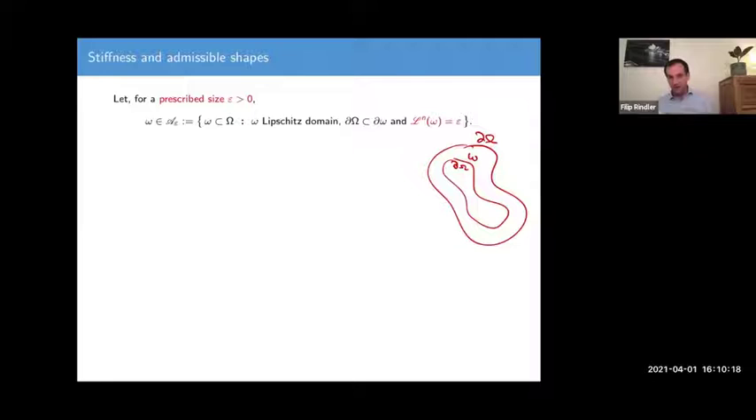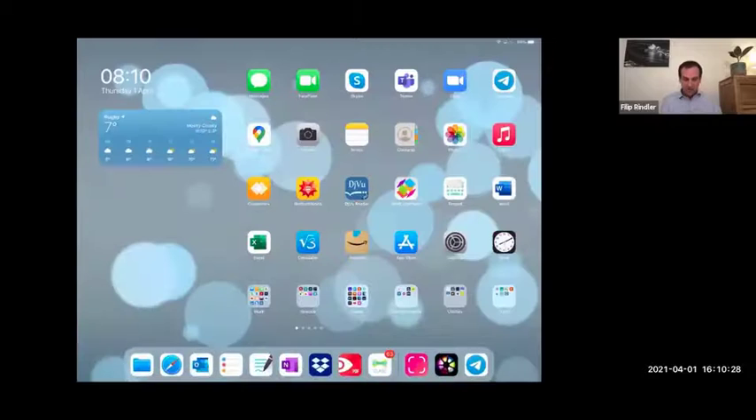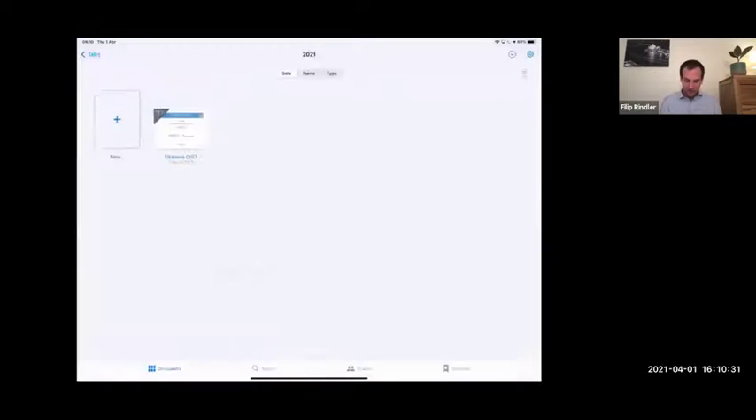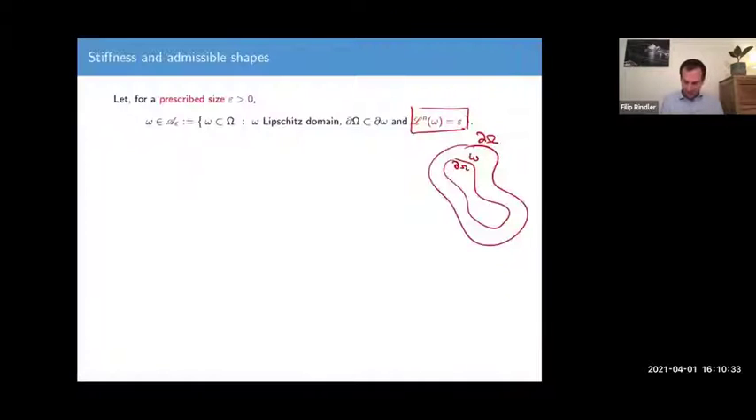Again, if you want, you can ignore this. But really, the important bit here is this, namely that the size of the domain is epsilon. Oops. Sorry about that. I don't know what happened here.